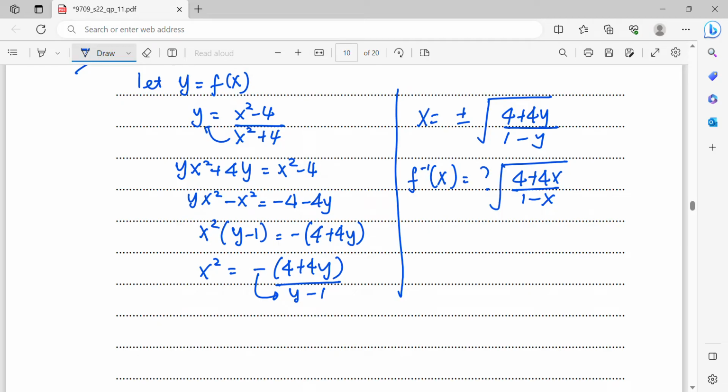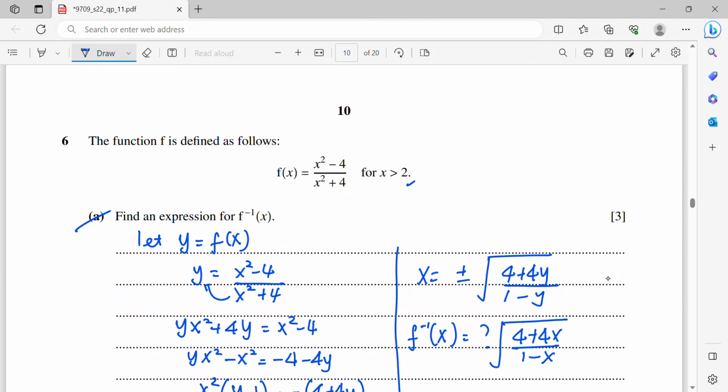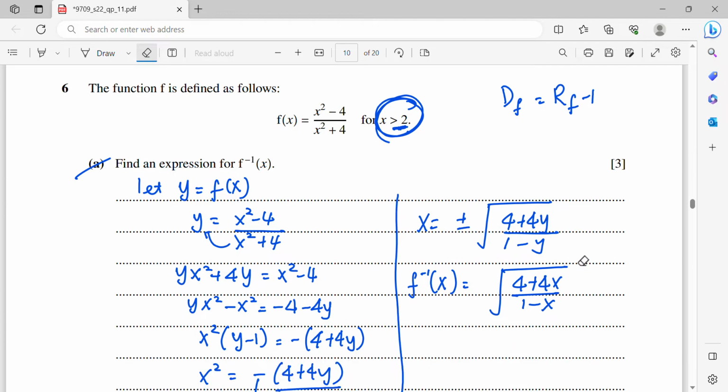Now, how to decide the sign here, the plus or minus sign? It depends on your domain. Because we know that domain f equals range f inverse. This whole expression is the range of f inverse. So now, range f inverse will be at least 2, positive. Therefore, this must be positive. And hence, my answer will be just the positive square root. Okay, so that's the answer for the inverse function.